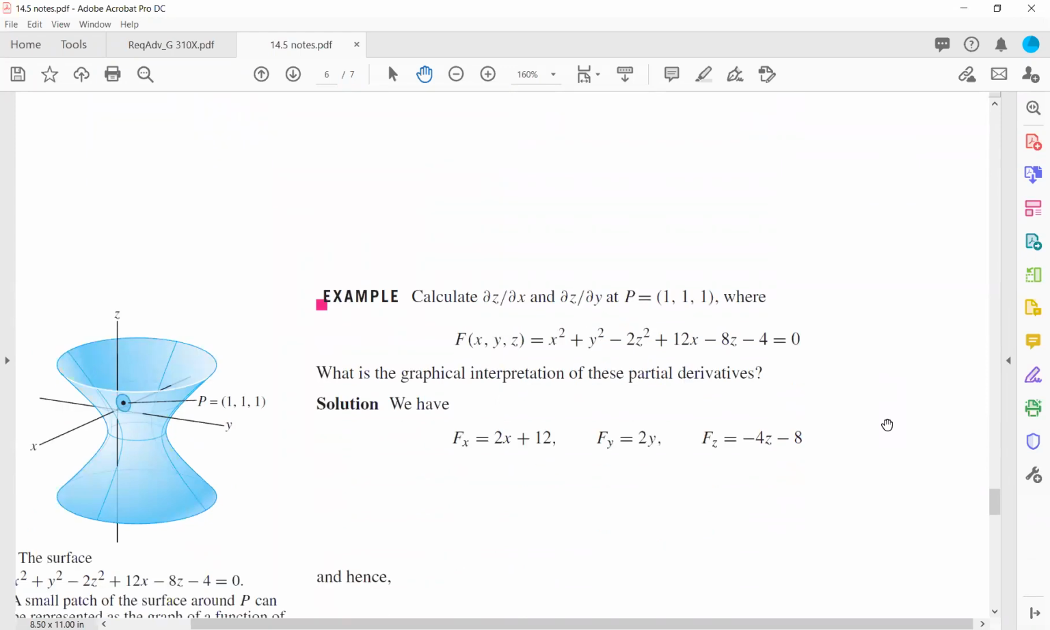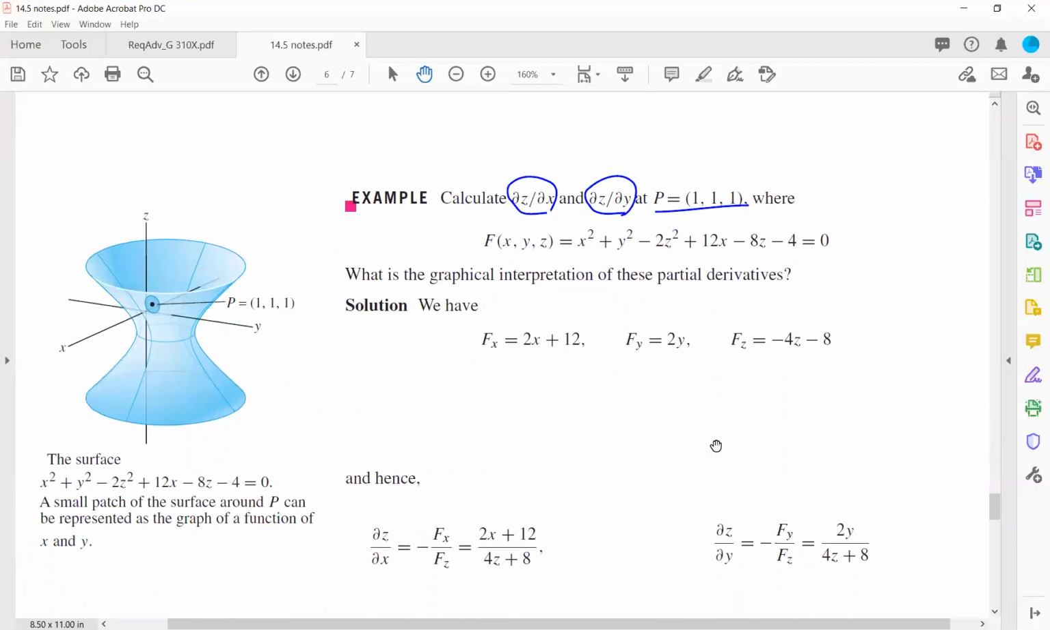So for example, here you have a function in 3 variables: x squared plus y squared minus 2z squared plus 12x minus 8z minus 4. The question says, find the partial derivative of z with respect to x and the partial derivative of z with respect to y at the point 1, 1, 1. Very well. So we have to follow the formula.